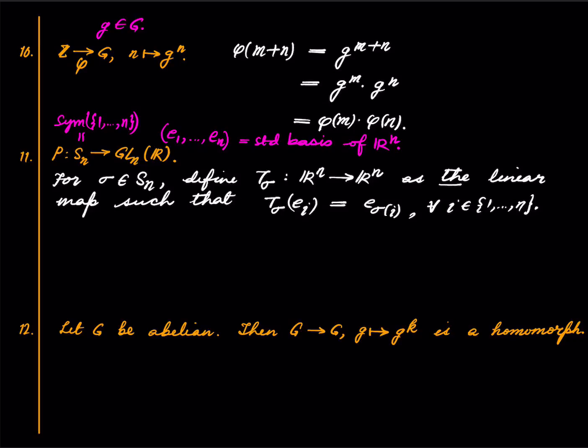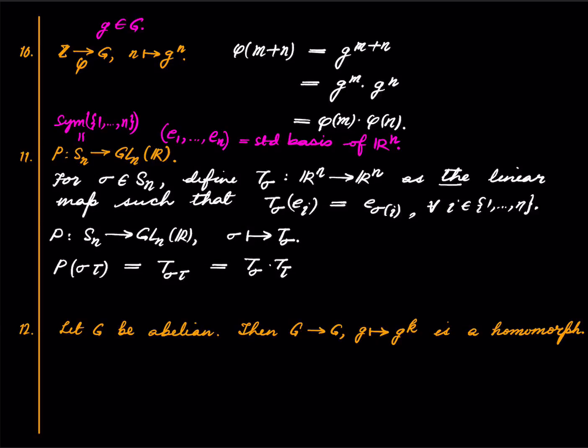And now, what is this map P? The map P just takes sigma to T_sigma. So that's what this map is. And this is a group homomorphism because P of sigma tau is T_sigma tau, and this is T_sigma T_tau. So all we need to justify is this, but to do that, let me make a box.